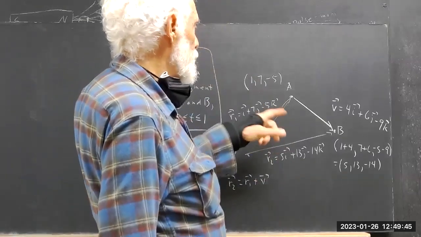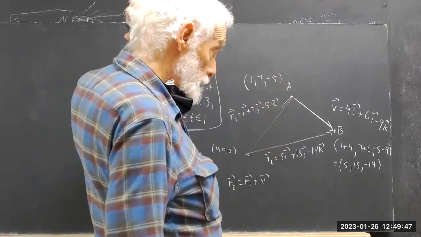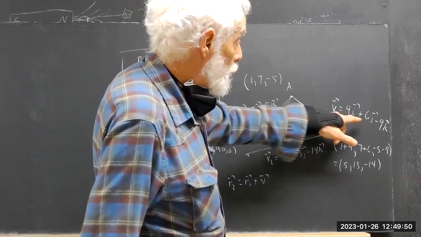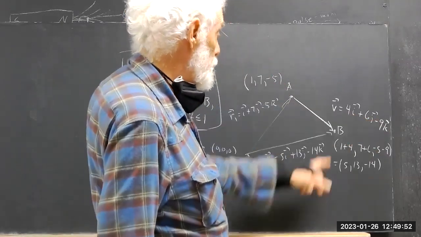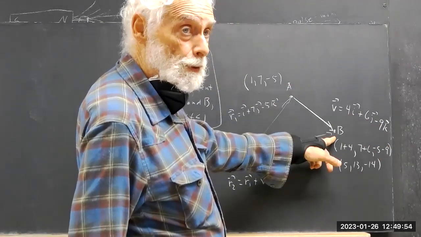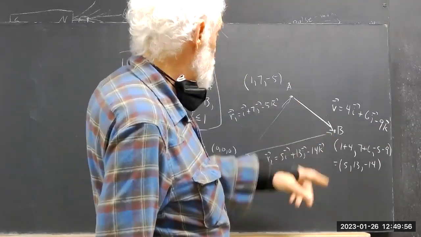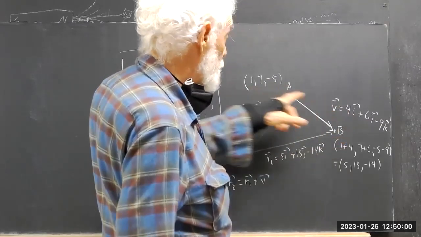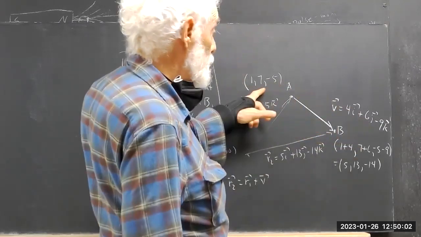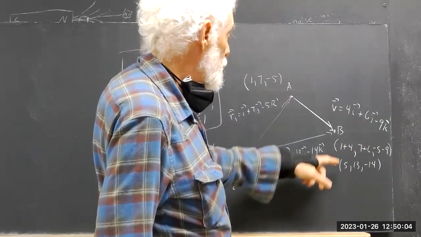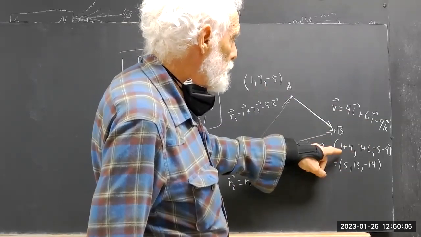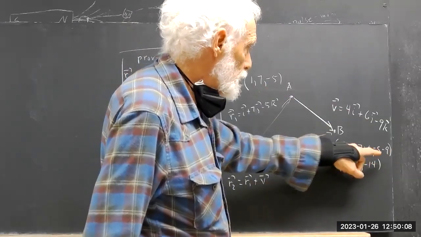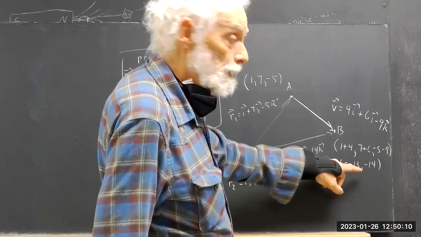We have the point A at (1, 7, -5). And then we have the vector 4i plus 6j minus 9k pointing to some point B. What are the coordinates of B? It's obvious: we add the displacement in the x direction to the x coordinate, the displacement in the y direction to the y coordinate, and so forth. And we find that the coordinates of B are 1 plus 4, 7 plus 6, -5 minus 5.